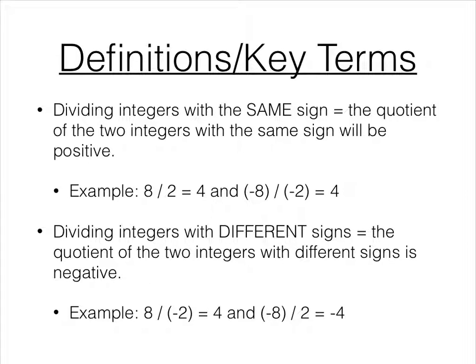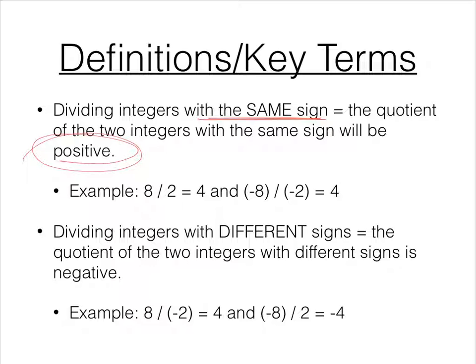Similar to last lesson, where we had rules if they have the same sign or different signs, the same applies to dividing integers. When we are dividing integers with the same sign, so a positive number divided by a positive number, the answer, or the quotient, the answer in a division problem, is going to be positive. Okay, so that's just like with multiplication. Multiplying two integers with the same sign is positive. Dividing two integers with the same sign, your answer is going to be positive.